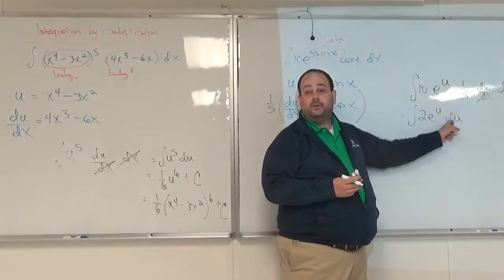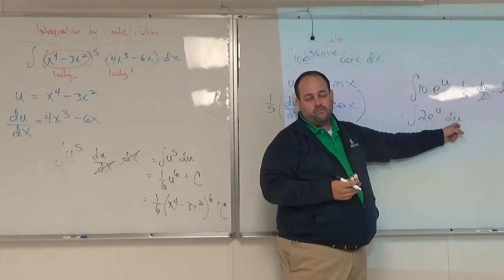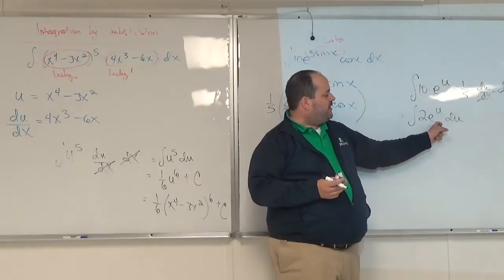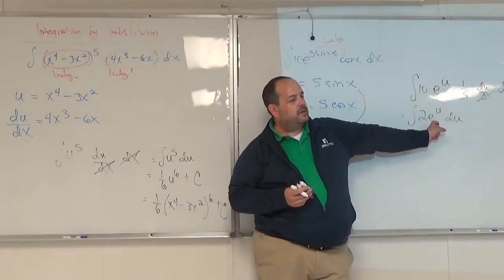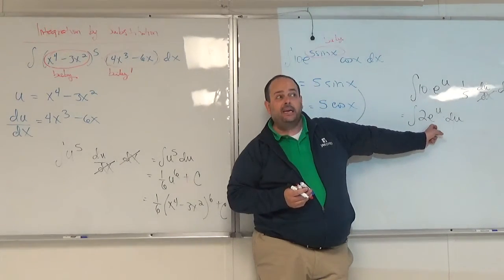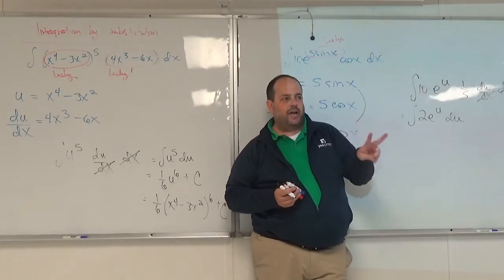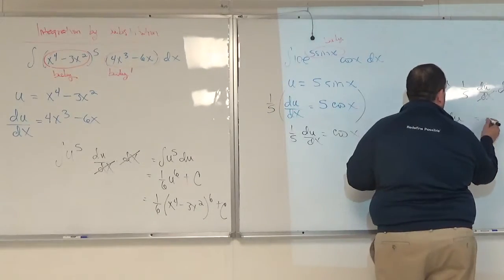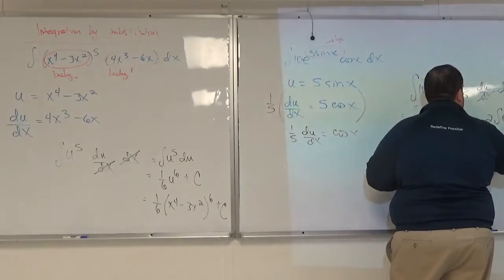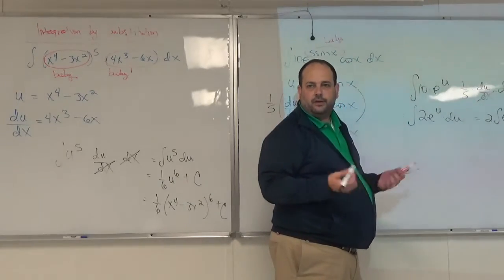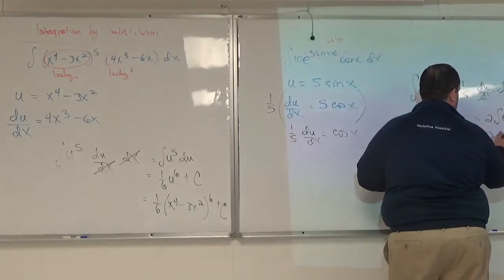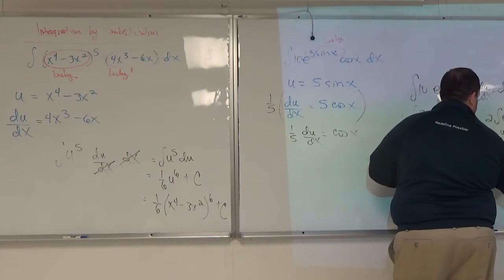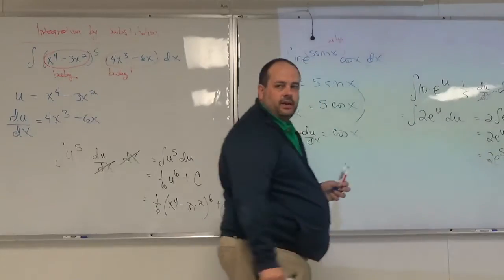Antiderivative of 2 e to the u du. What function would I take the derivative of to get 2 e to the u? Not e to the u, you gotta be really careful. 2 times e to the u, because that's the only way you're gonna get this 2. If you needed to, you could factor out the 2 and just say it's 2 times the integral of e to the u du, and the integral of e to the u du is e to the u plus C. So 2e to the 5 sine of x plus C.